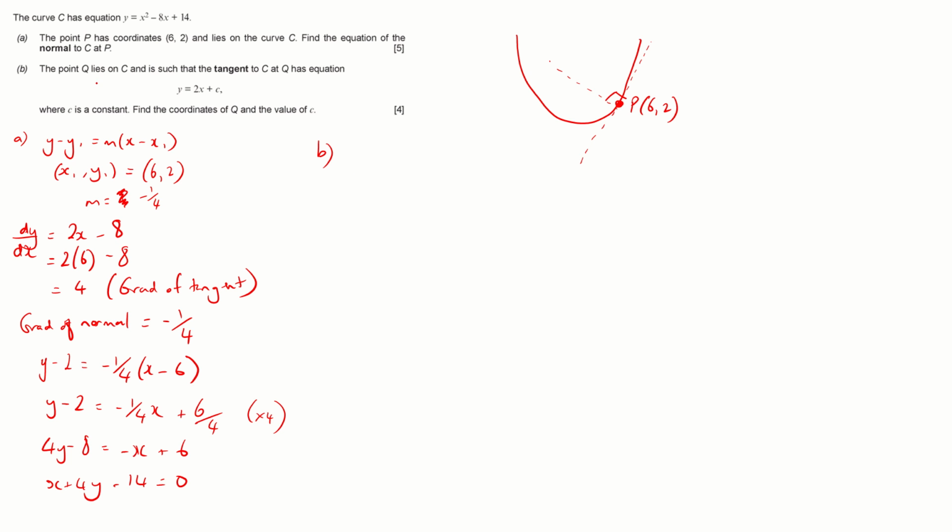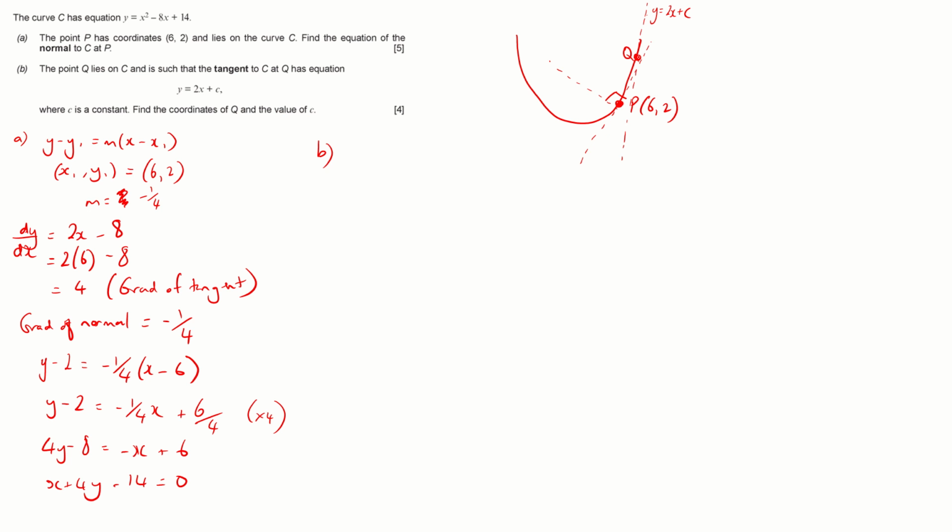Part B. The point Q lies on C, the curve, somewhere, and is such that the tangent to C at Q, I'm just going to pick a random point according to the question that will be relevant. Let's go for there, for example. So the tangent to C has this equation. There's a separate tangent there, and that tangent has the equation y equals 2x plus c at this point Q. Find the coordinates of Q and the value of c.